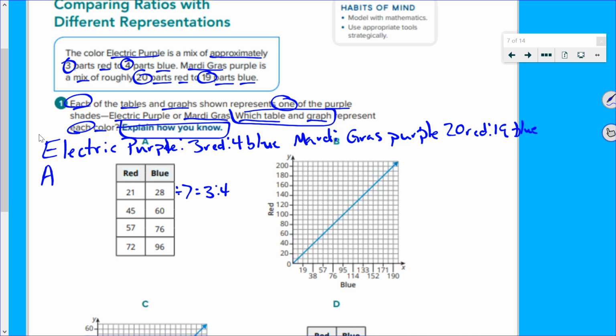On my graph, they actually started us. I can find my first point is at 19, 20, but that's blue to red. So which one is that? Mardi Gras. They just reversed the order on me, right? So you do need to be cognizant of the fact that they reversed the order, but that still shows my Mardi Gras. So that one is B.